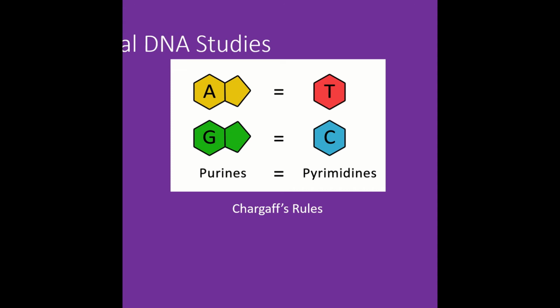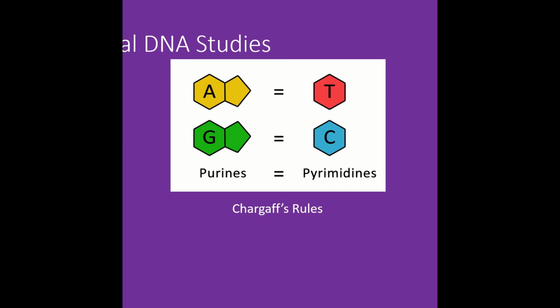Different species have equal amounts of purines, which is a class of chemicals including the bases adenine and guanine, which have a two-ring shape, and pyrimidines, a class of chemicals including the bases thymine and cytosine, which have a single hexagonal ring. But the ratios of adenine and thymine pairs and guanine and cytosine pairs differed.